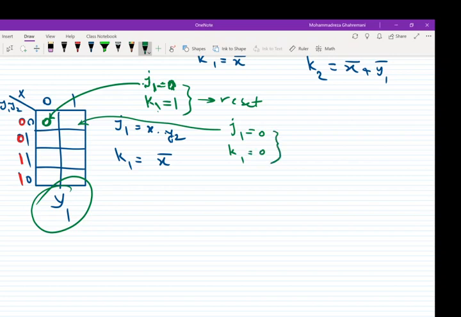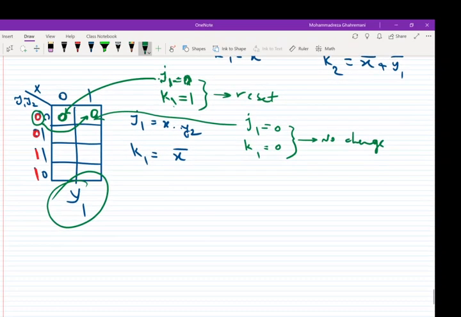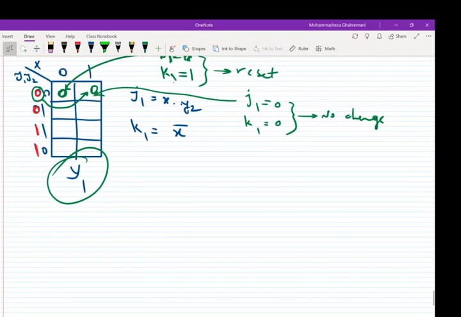So what does j equals 0, k equals 0 mean? It means no change. So the present state of y1 will be the next state. What is the present state? The present state is 0. So this 0 moves here. So this one is 0. Let's move to the next cell. Next cell, let's say is here.